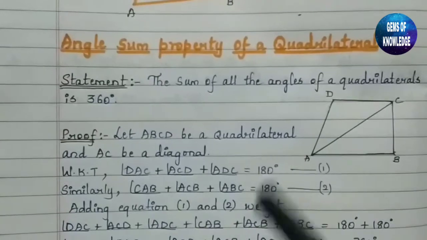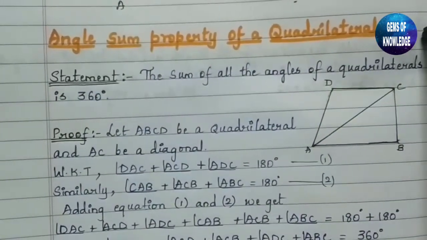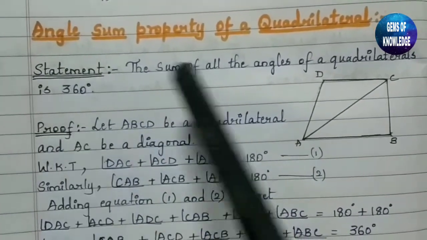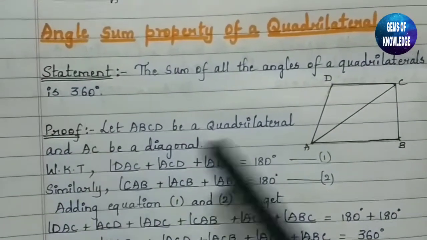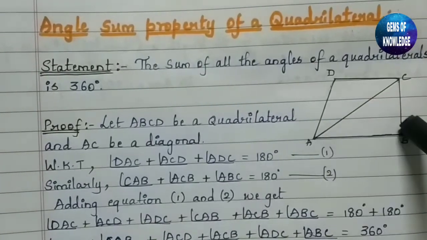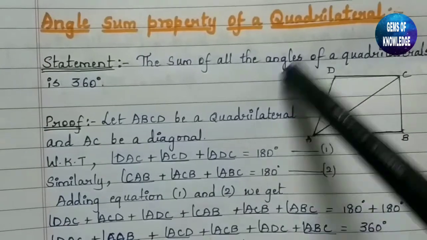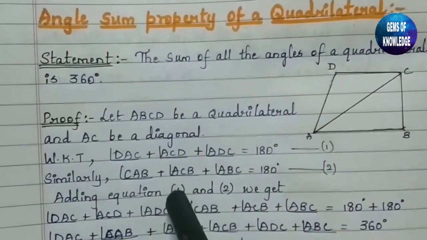Okay. So the next thing we need to study here is the angle sum property of a quadrilateral. According to this property, the statement is: the sum of all the angles of a quadrilateral is 360 degrees. So when we add all the angles here, that is angle A, angle B, angle C and angle D, we need to get the result as 360 degrees. Okay, so let us prove how this is possible.